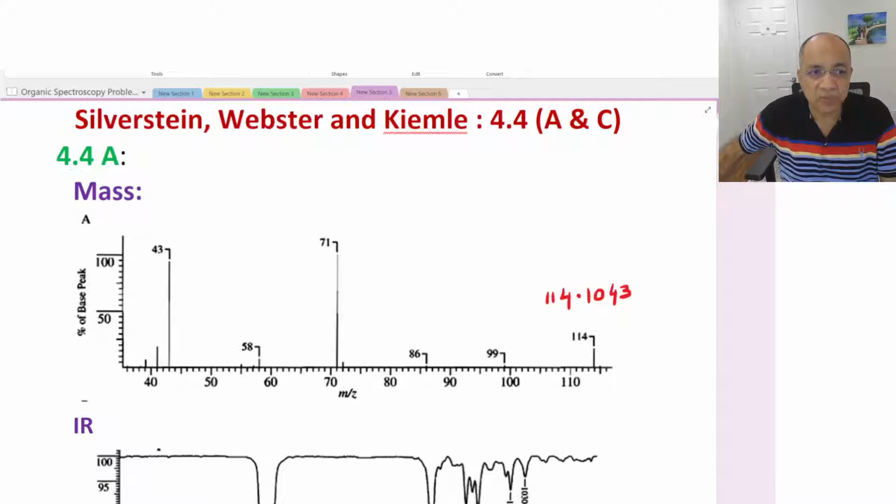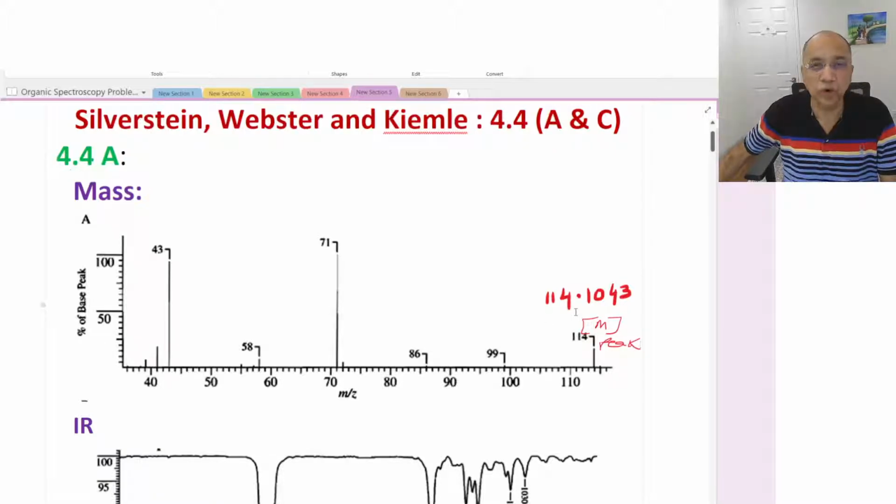Now look to the mass spectral data. First, look to the M+ peak, the parent peak or molecular ion peak. The molecular ion peak is 114 and its exact value is 114.1043.